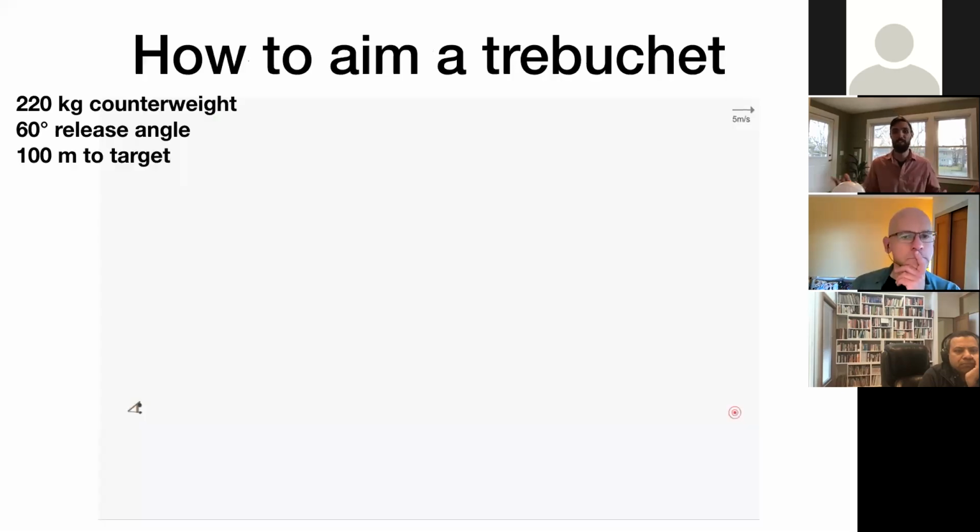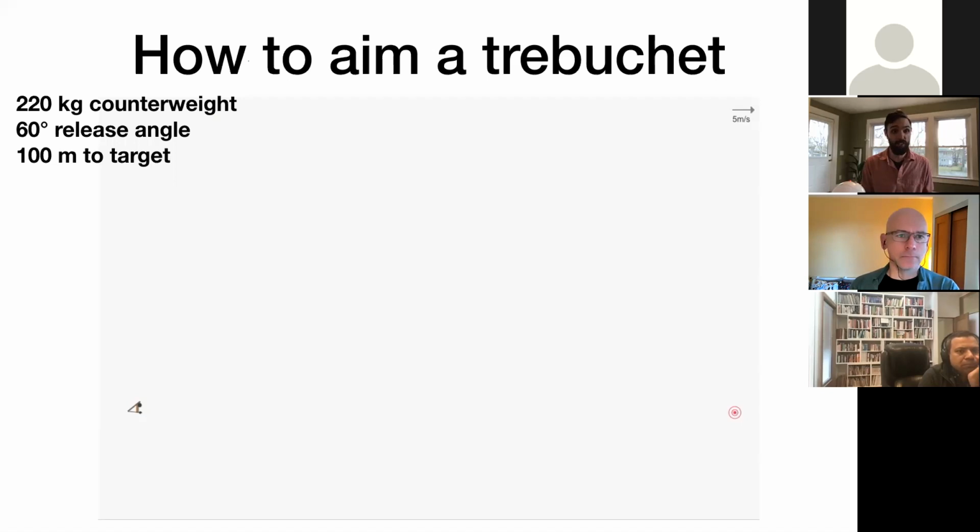Now let's talk about the throwing things. How does this relate to aiming a trebuchet? So let's say I have a trebuchet. I have access to a medieval siege weapon in my backyard. I have a 220 kilogram counterweight. I have a projectile, and I want to hit a target 100 meters away. How do I just set up my trebuchet so I can hit that target?